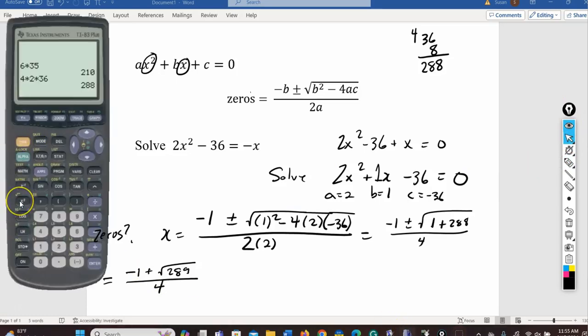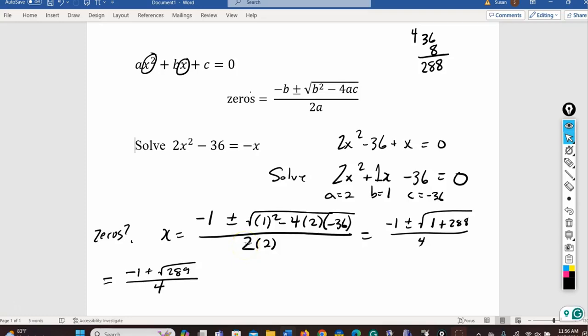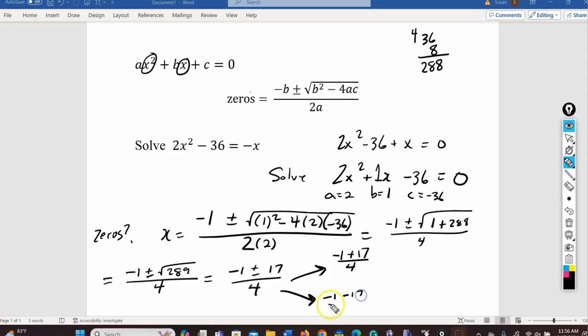I can come here and do second, then the x squared button, and then 288. Oh, sorry, 289. 17. Okay, so, and that was a plus or minus symbol. And so I'm going to split it off into two parts, -1 plus 17 over 4 and -1 minus 17 over 4.